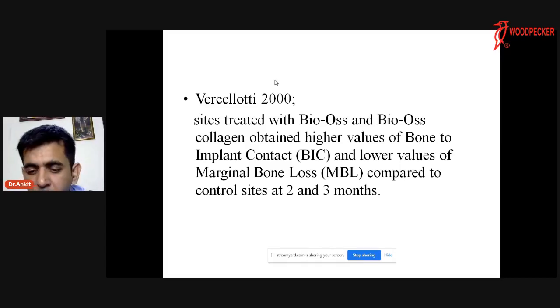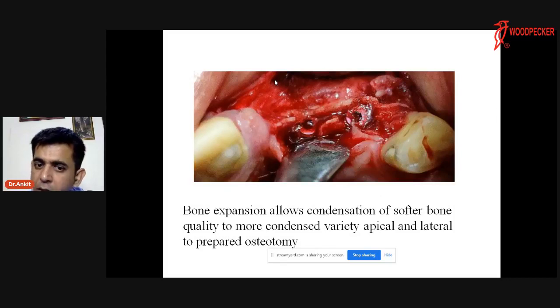So following this article, we place our implant 2 mm subcrestal. We put a graft there and put a collagen membrane, and at the same time we knew the simple fact that the bone expansion that is occurring should allow condensation of the softer bone quality present at the apical region, which we have seen in our previous lecture, into a more condensed variety apical and lateral to the prepared osteotomy. In such a scenario, this is possible only with the help of a piezotome, right?